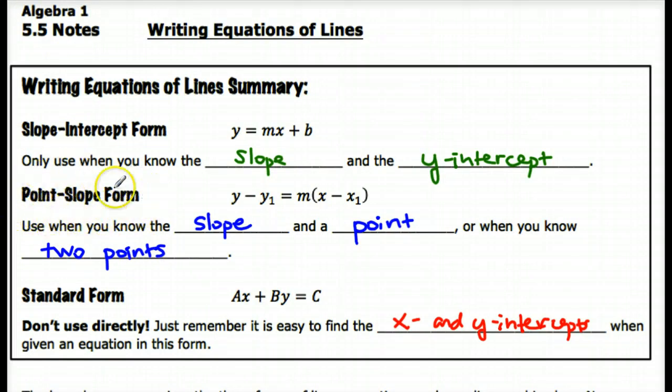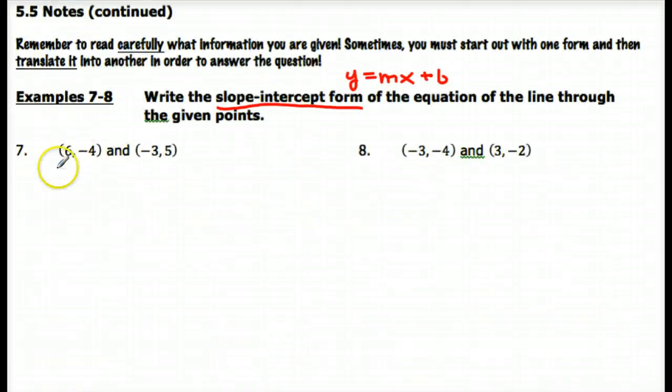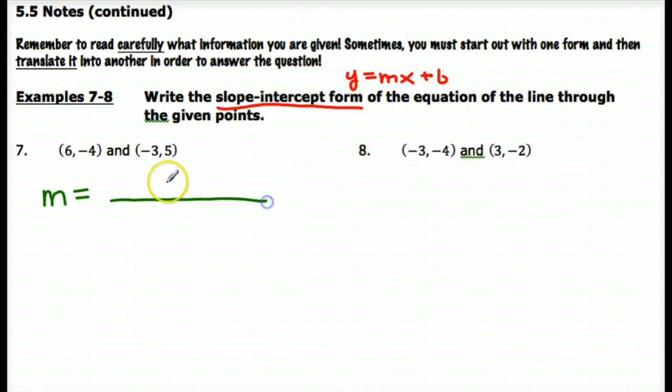Okay, so what we're going to do for number 7 and 8 is we're going to start out by, first of all, calculating the slope between the 2 points, and then we're going to use point-slope form to begin each of these problems. Because I can't use slope-intercept form yet because I don't know the y-intercept. So the very first thing I need to do is figure out what my slope is for number 7 here. So I'm going to use my slope formula. M equals change in y over change in x.